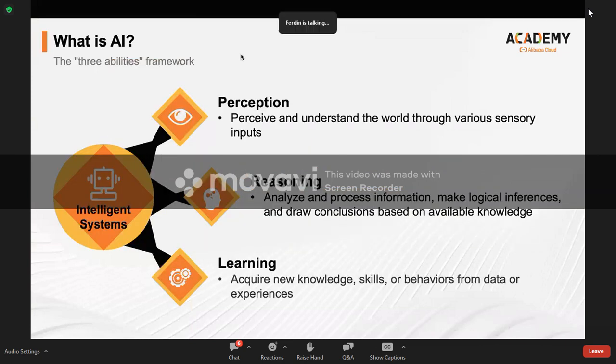In AI, we have three abilities: perception, reasoning, and learning. These are the three main abilities we see in the AI framework. For every intelligent system, we have perception. Perception is used to perceive and understand the world through various sensory inputs. Reasoning is used to analyze and process information, make logical inferences, and draw conclusions based on available knowledge. And learning is to acquire knowledge, skills, and behaviors from data or from different experiences. So these are the three different abilities we need to know: perception, reasoning, and learning.